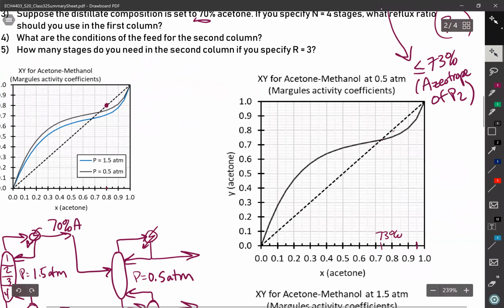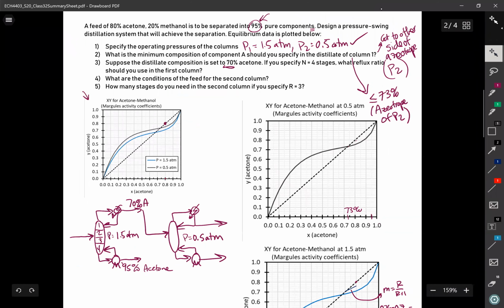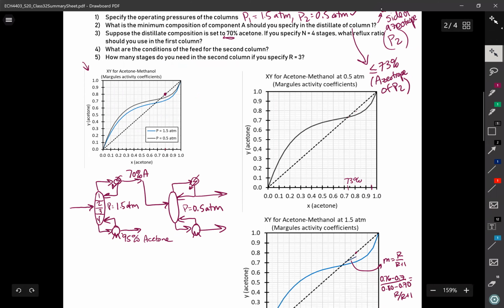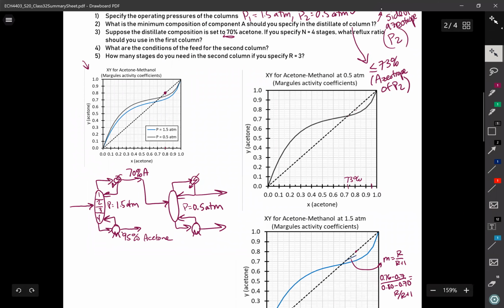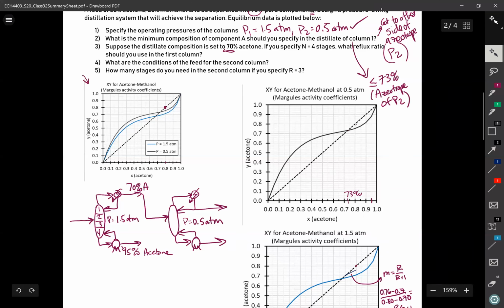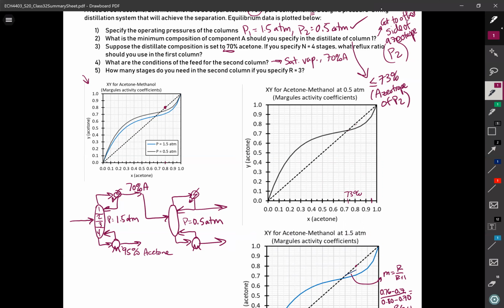All right, next question is what are the conditions of the feed for the second column? Because of how I've specified it with a partial condenser, and I'll show you why that's going to be useful in a second. A partial condenser is going to give me a saturated vapor feed, saturated vapor, 70% pure acetone. And so let's see where that is. Now I'm on my second column, and now I'm here, 70% pure. And now you can see why I did a saturated vapor feed. If I did a saturated liquid feed, I'm going to zoom in.